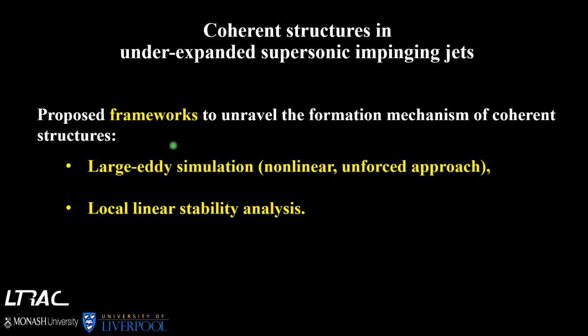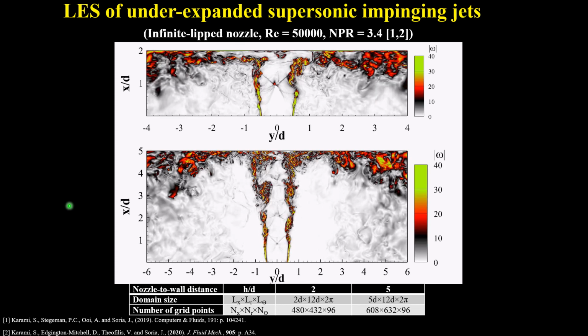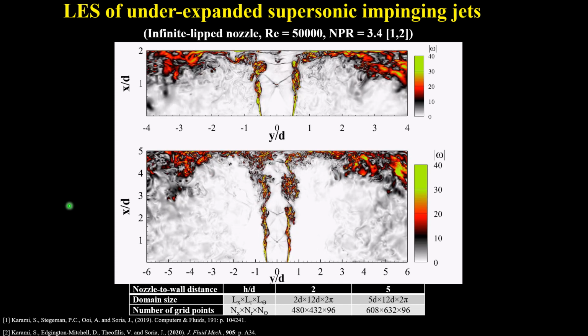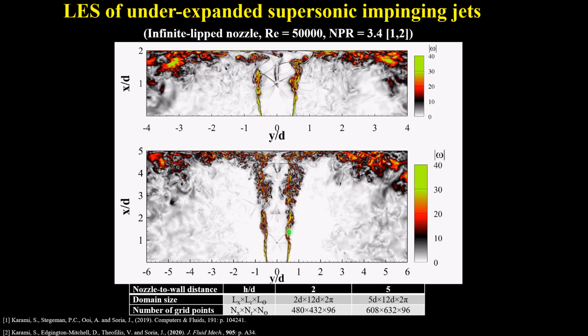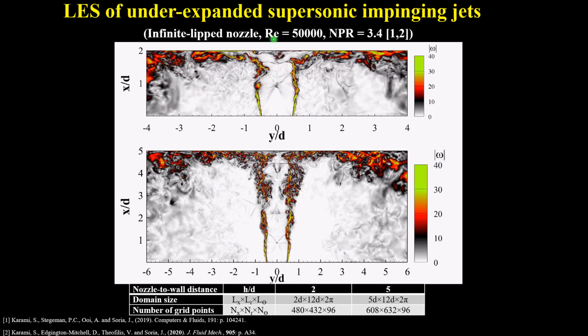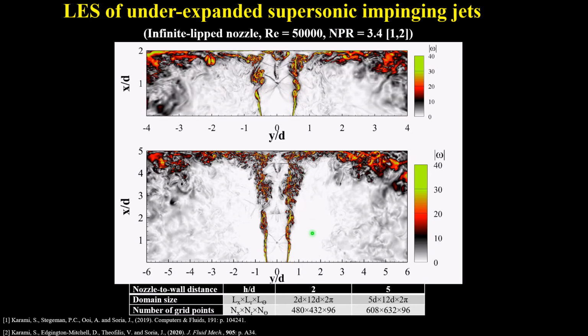In this study, we use two frameworks: large-eddy simulation as a nonlinear unforced approach, and local linear instability analysis, to unravel the formation mechanism of coherent structures in underexpanded supersonic impinging jets. We use an in-house code to perform a large-eddy simulation. If you are interested in the numerical methods, you can refer to this paper. We simulate two different cases with the same Reynolds number and nozzle pressure ratio, but different nozzle to wall distances.